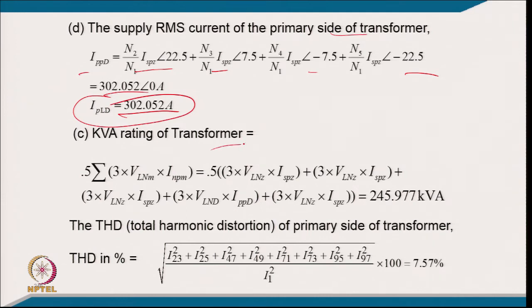Now, you can find out the kVA rating, where you have to consider each winding with its current, for all the typically 4 secondary windings and 1 primary winding, and this comes to 45.977 kVA. The THD of this current you can find out from the waveform. It comes to 7.57 percent, because you are considering ideal current with the stepped waveform.